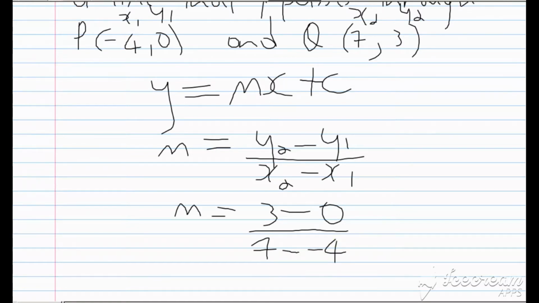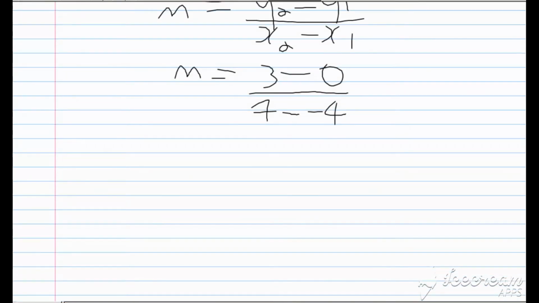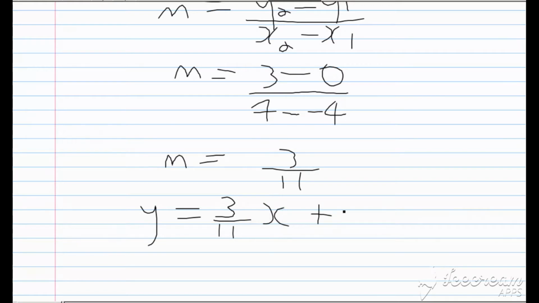All right, let's break that down. My gradient m is going to be 3 over, 7 minus -4 is the same thing as saying 7 plus 4, which is 11. So I'm going to have 3 over 11. We have the gradient. So let me go back and write y = 3/11 x + c.